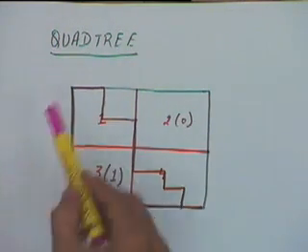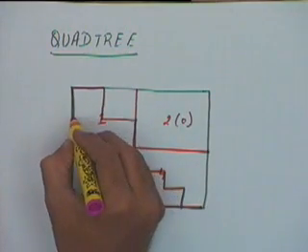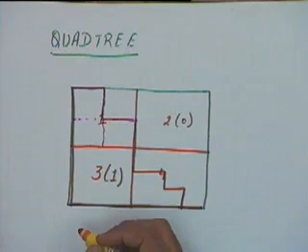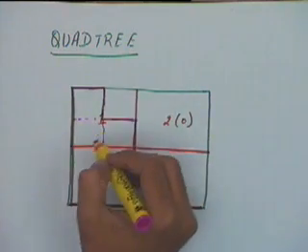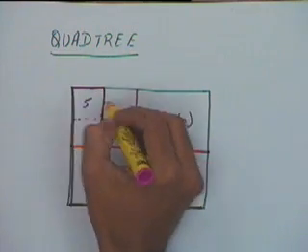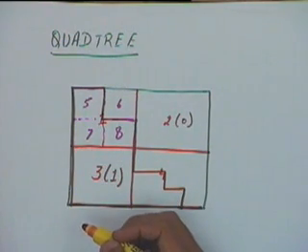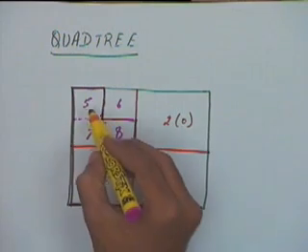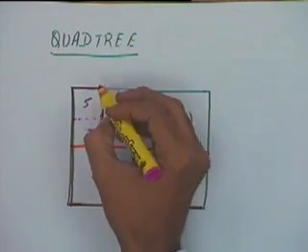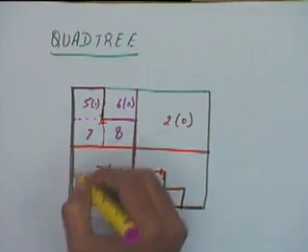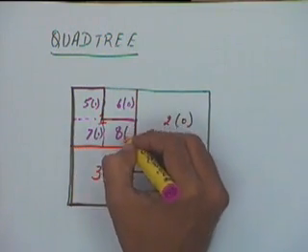So if I divide region number 1, we will get parts like this. Region number 1 is now divided again into 4 parts. Let us number them 5, 6, 7 and 8. 5 is totally inside, so that gets a 1. 6 gets a 0 because it is totally outside. 7 gets a 1 and 8 gets a 1.